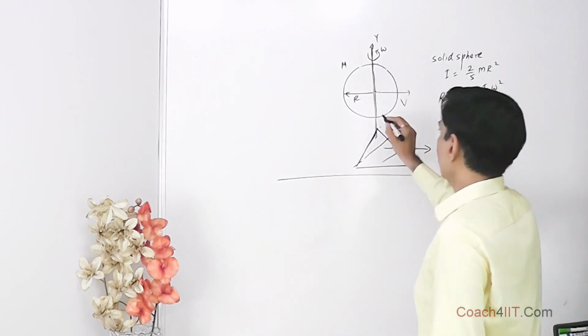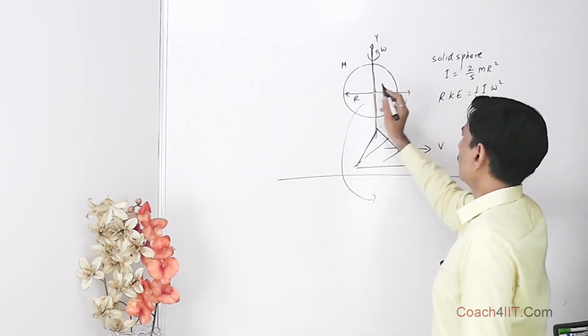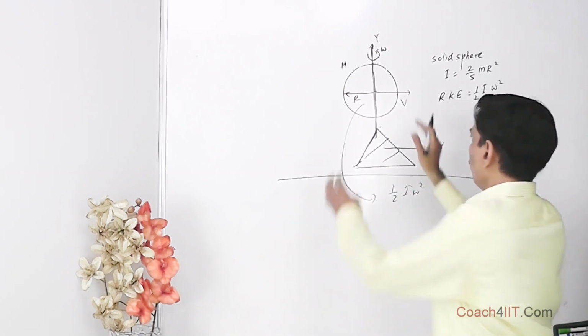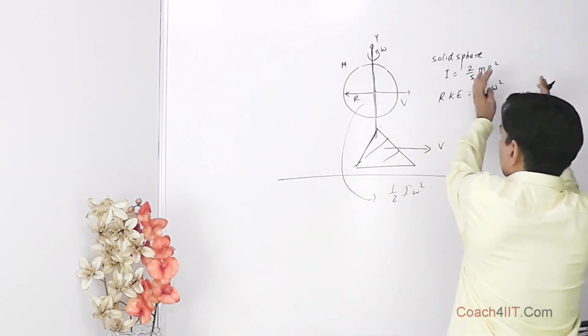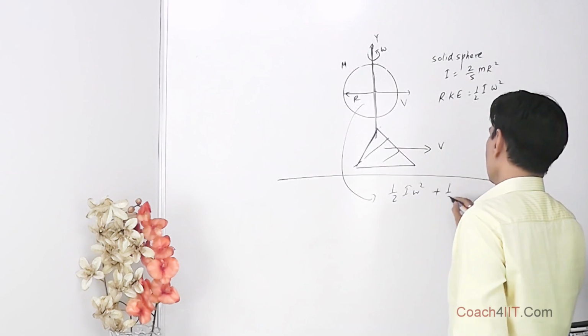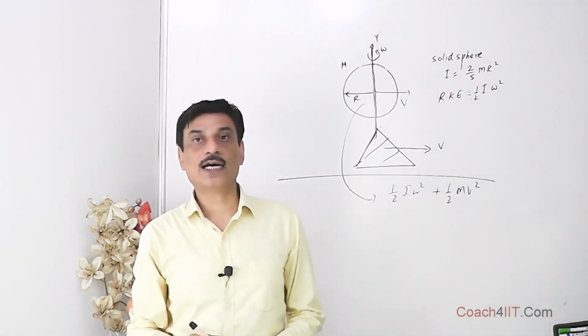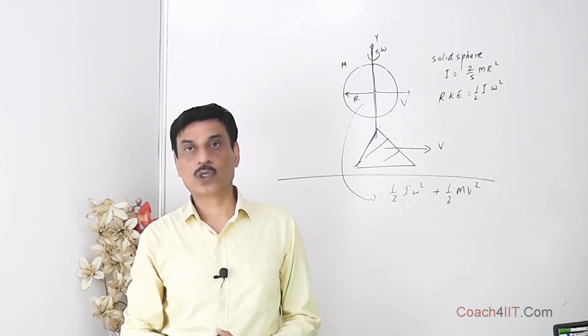So the total kinetic energy of this is going to be rotational kinetic energy about this axis, that is half I omega square, plus now this is also moving this way. That is translational kinetic energy, that is half mv square. So this is going to be the total kinetic energy of this solid sphere.